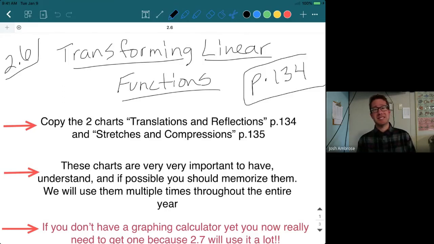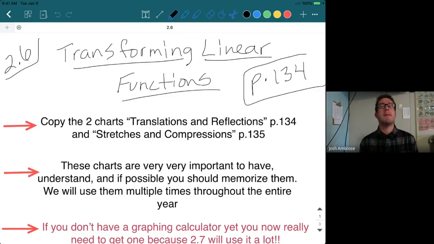So we are in section 6, that is on page 134. Be there right now. All right, textbooks, open them up. Page 134. It is transforming linear functions. Now, the two charts, that's the first thing that it says here in your notes. Copy the two charts, give you the titles there, translations and reflections, page 134, and copy the other chart, stretches and compressions, on page 135.